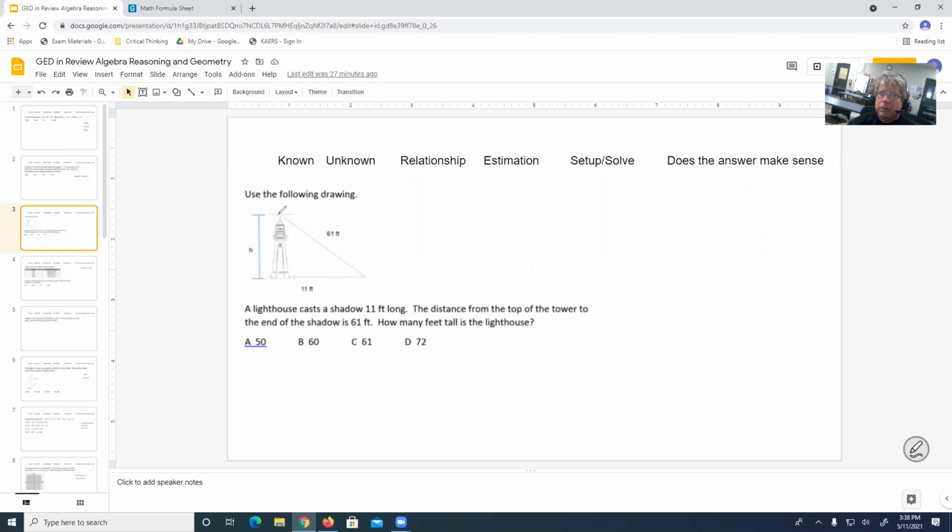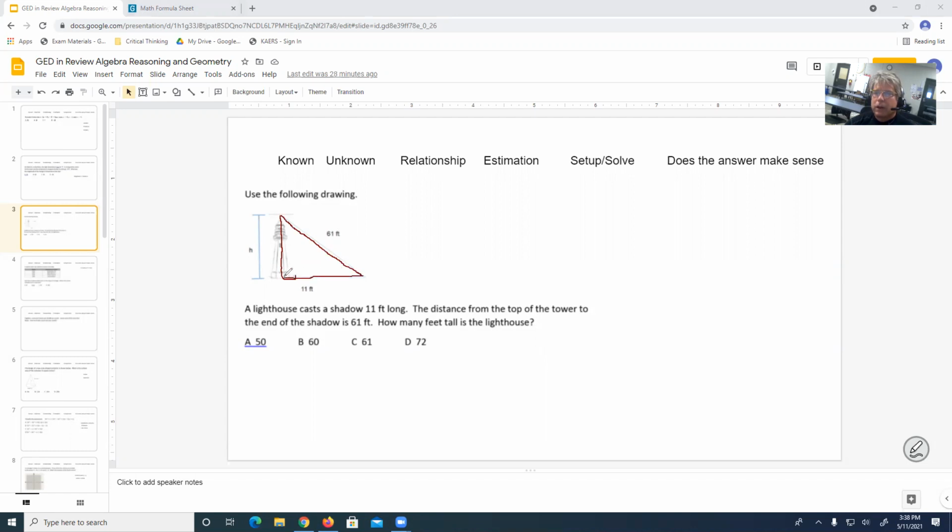So what we have is this image of a lighthouse, and what we don't know is how tall it is. So this letter H represents its height. What we do know is this across the ground, the shadow is 11 feet, and the distance from the top of the lighthouse to where the end of the shadow is 61 feet. So luckily they gave us a little bit of a drawing to solve this problem. What this kind of looks like is a triangle. So if you bring a line down through here, you can see that this actually represents a triangle.